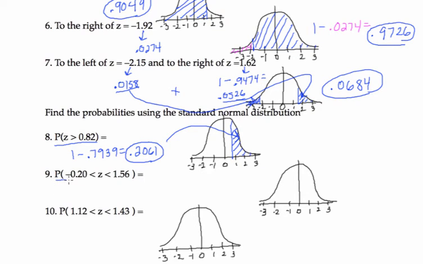So what does this statement say? It says the probability that your z-scores are between negative 0.2 and 1.56. So negative 0.2 is about here, and 1.56 is about here. So what's the probability that our z-scores are in between those two values? Since it's in between, you find the probabilities that go with each one of these z-scores.